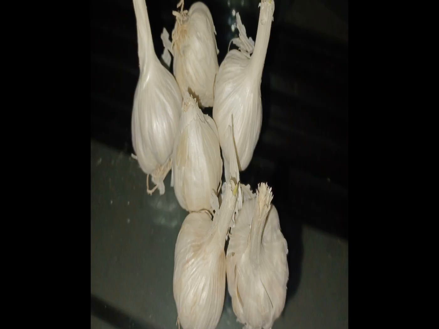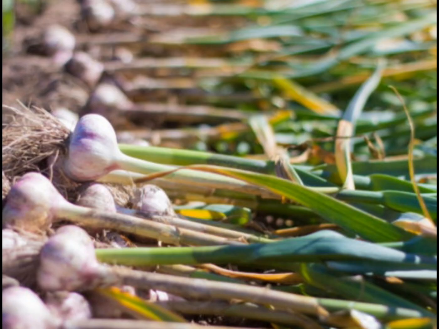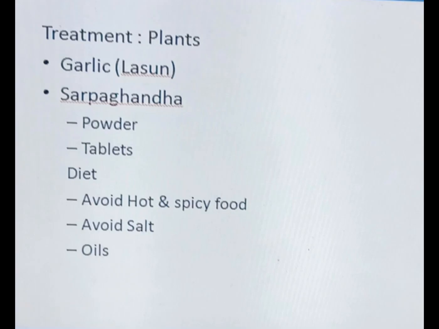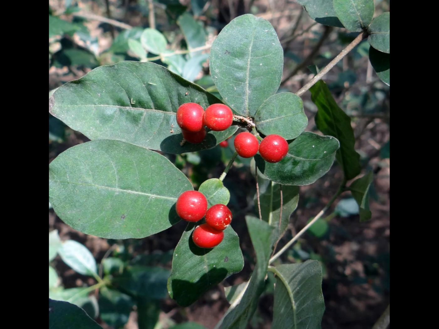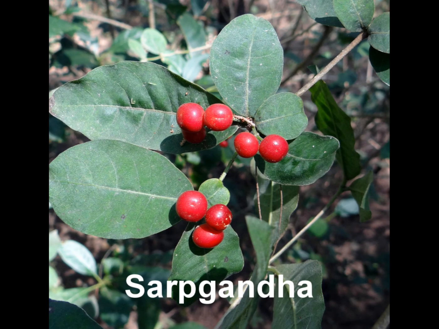And the paste of the bulb can be mixed with buttermilk, and is very effective in hypertension or high blood pressure. And fried garlic in ghee reduces the smell, and is easily palatable. Another plant is sarpgandha, and the scientific name of this plant is Rauwolfia serpentina.